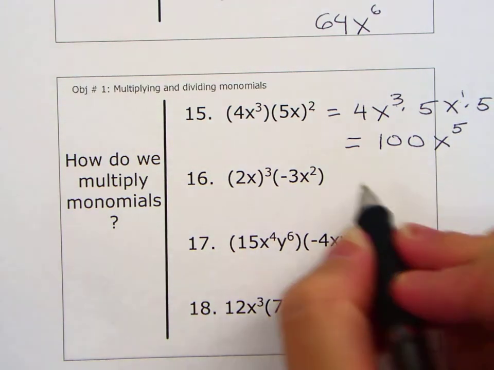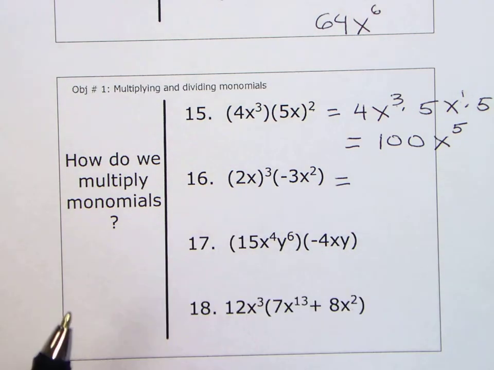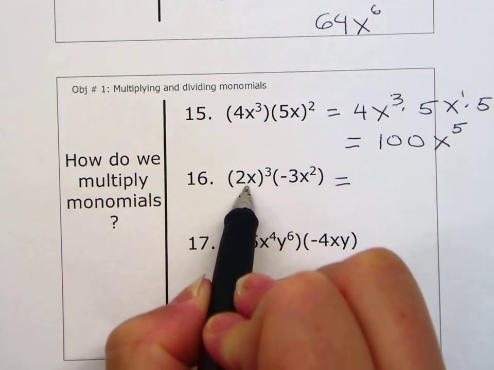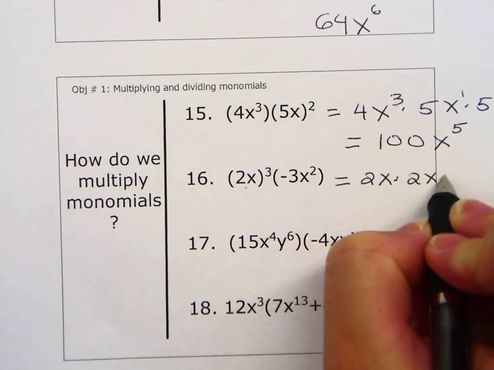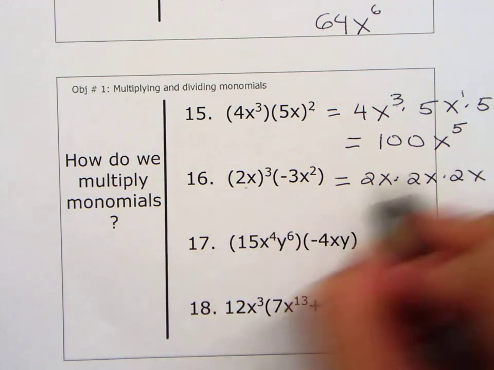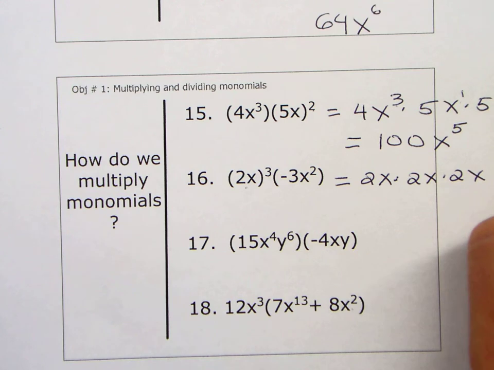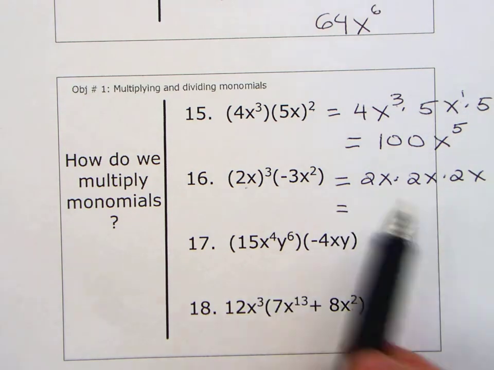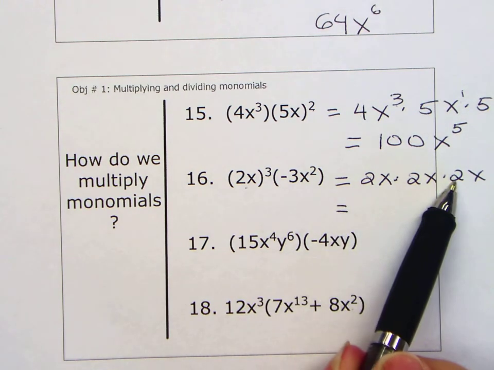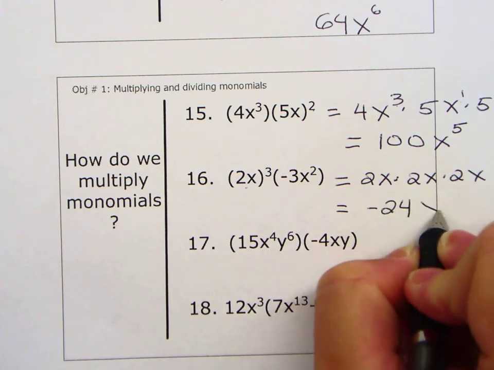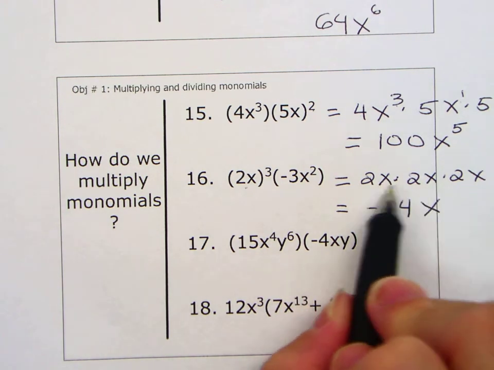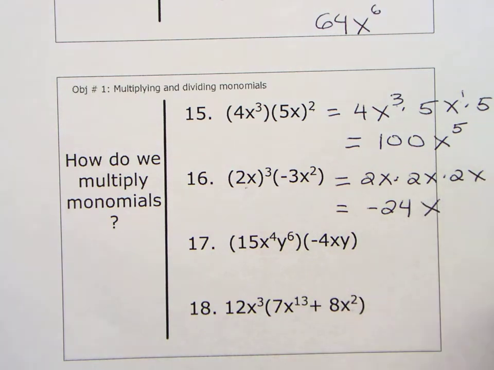Okay. Number 16, my thing being raised to the power, I have 2x to the 3rd. So I'm going to write 2x 3 times. 1, 2, 3. And then don't forget your negative 3x squared. Multiply my coefficients. 2 times 2 times 2 is 8. And then negative 3 is negative 24. And then I have x, 1, 2, 3, 4, 5.